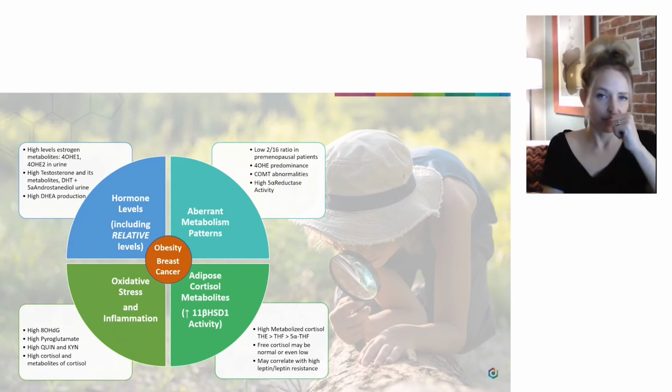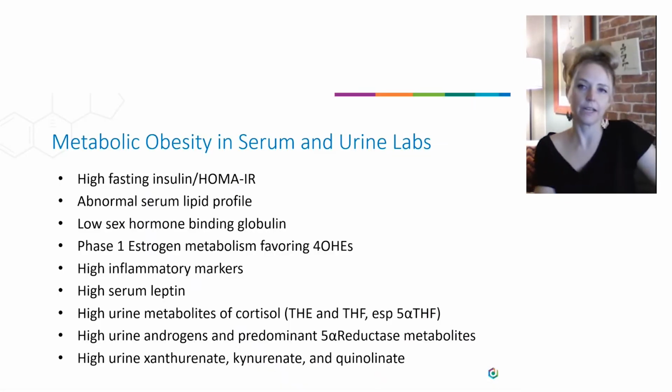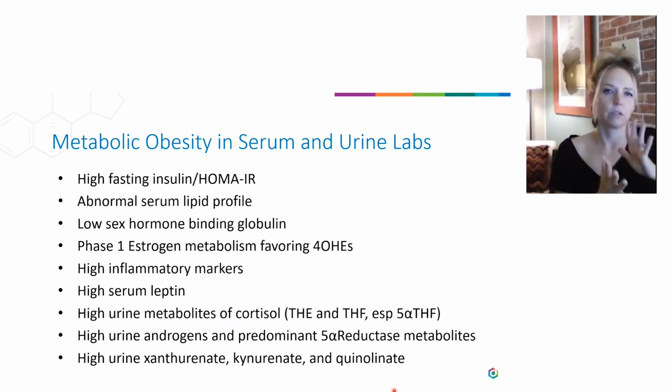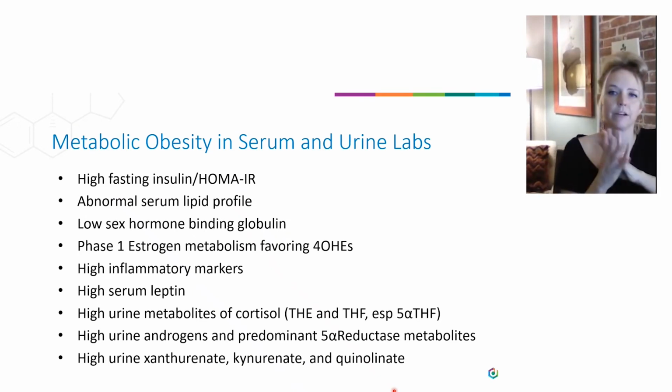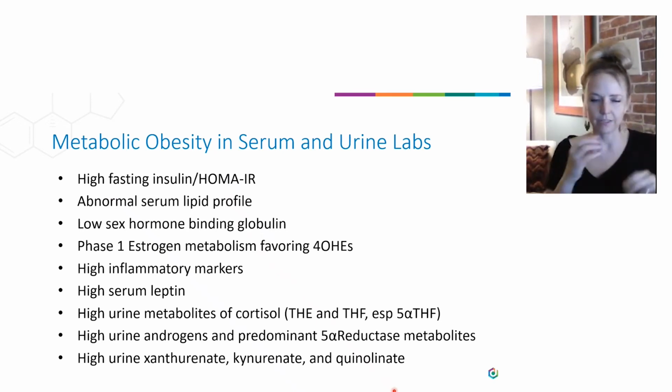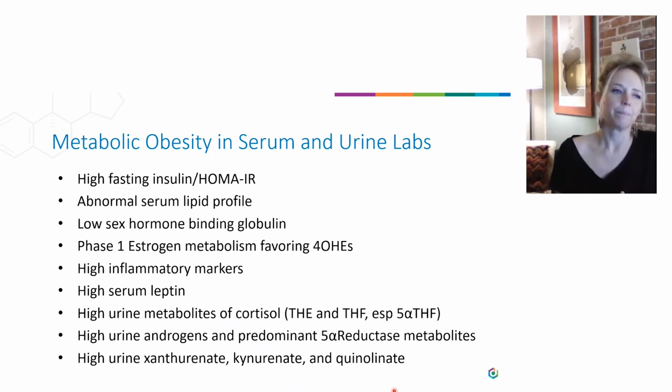So when we're looking at labs for an assessment of somebody who's here for weight loss, we really want to look at their fasting insulin and their glucose and their A1C. We really want to get a sense of their insulin handling. We want to look at their lipid profile. We want to look at sex hormone binding globulin. Is it really, really low? Do they have a high free circulating level of sex hormones?